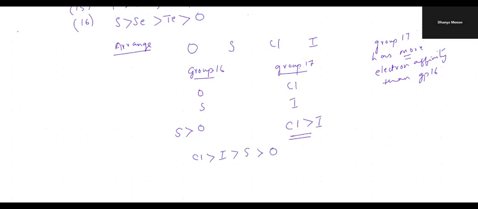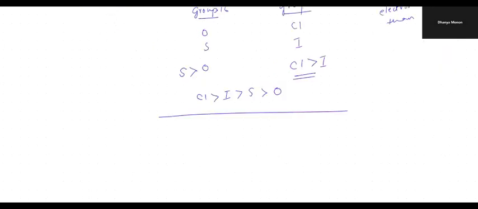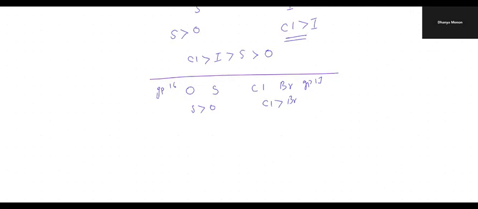Similarly, if I say arrange the following elements in order of electron affinity: oxygen, sulfur, chlorine, and bromine. So this is group 16. This is group 17. In this case, what is the order for group 17? Chlorine is greater than bromine. In this case, sulfur is greater than oxygen. Now, group 17 has a higher electron affinity compared to all other groups. So chlorine greater than bromine greater than sulfur greater than oxygen.